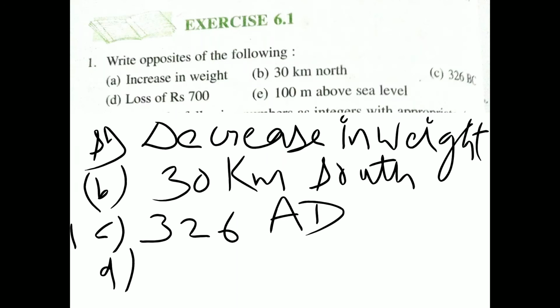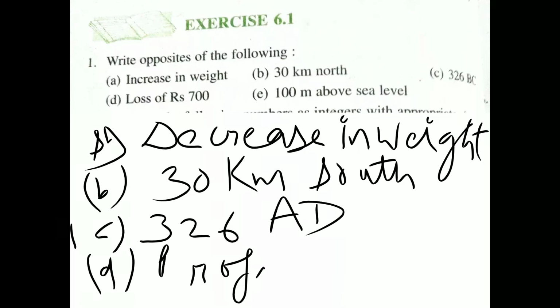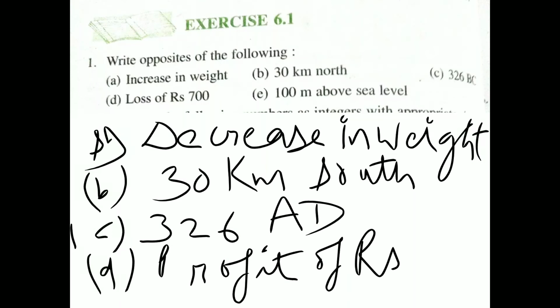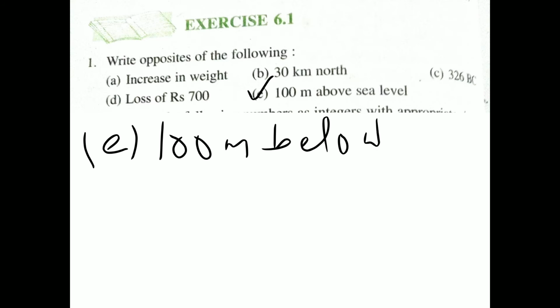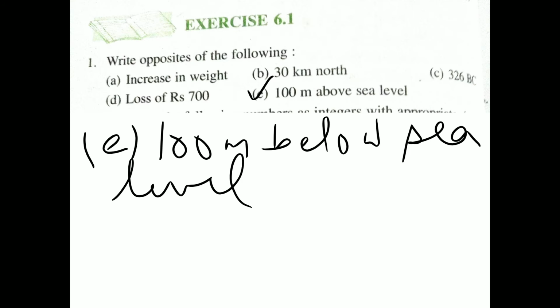D part, loss of 700. Loss opposite is profit. So you write profit of. If there is a profit, then which sign will come? Plus sign. Clear? Of 700. Now we do E part. 100 meter above sea level, so the opposite of 100 meter above is 100 meter below sea level. Clear? Now we do question number 2.